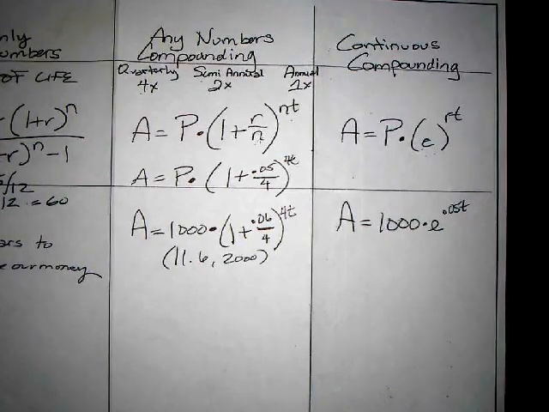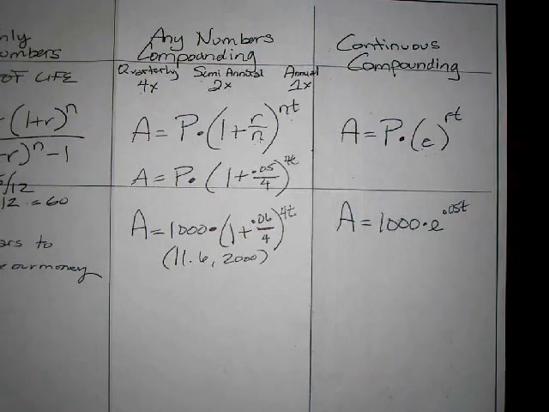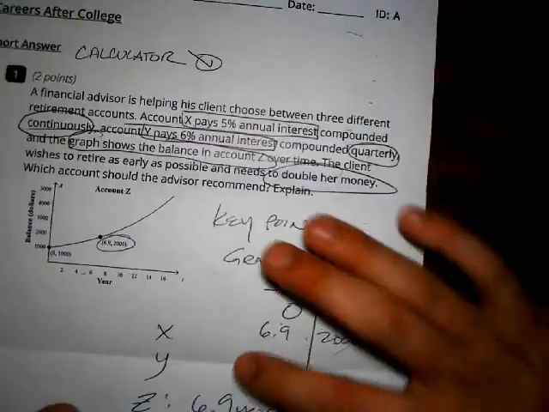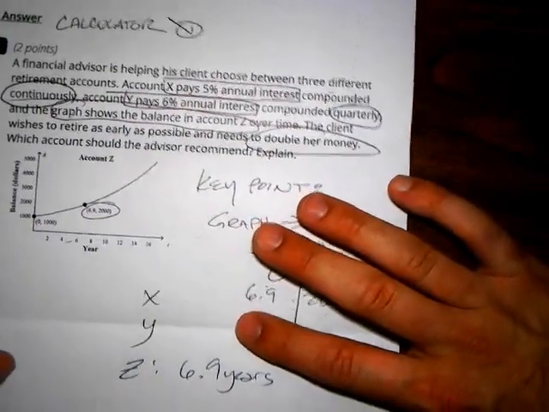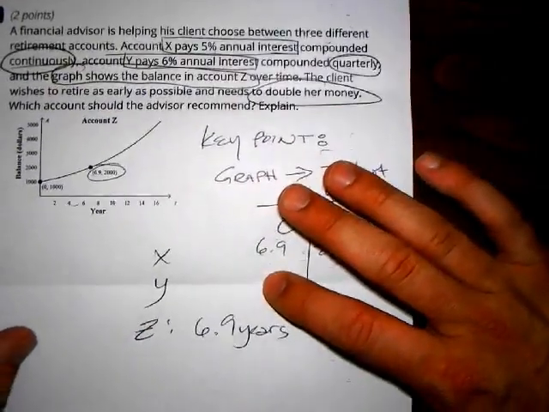So, are we okay in account Z or in account Y? Which one's better? Z, right? Because it only takes 6-something years, 6.9 years for me to double my money. But here, it's going to take me 11.6 years to double my money. All right? So, on the front, now we know that. It's going to say 11.6.